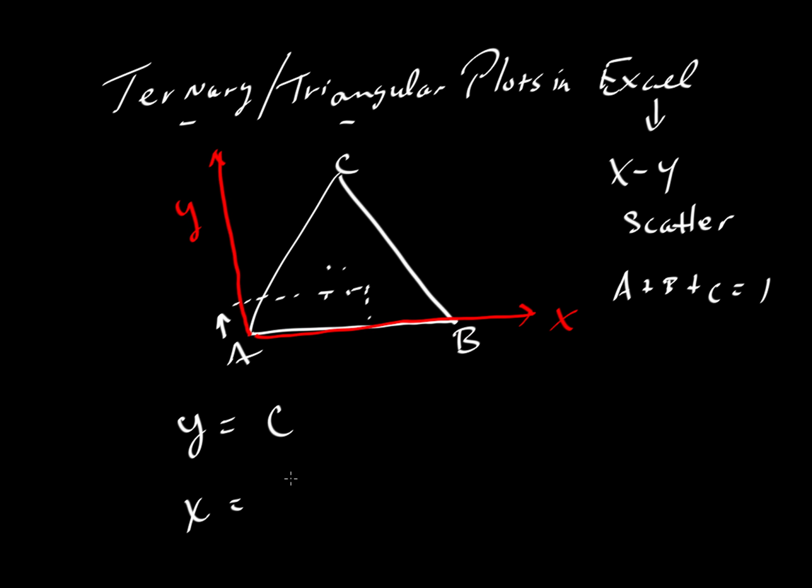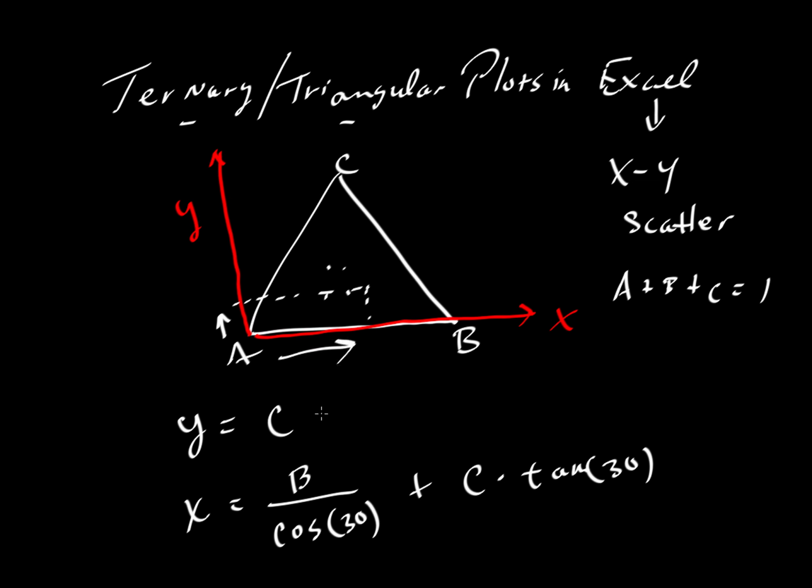The X component, or the X axis, will be this. We'll take the value of B, divide it by the cosine of 30 degrees, and then add to that C times the tangent of 30 degrees. For fun, you might want to try doing a little bit of a trigonometric proof to show that that's the case. So what will this get you? Here we're taking B divided by cosine 30 plus C times the tangent of 30. This will give you the x-axis that will allow, let's say, this point here, where we have a sum of A, B, and C values, to translate now into an xy coordinate.